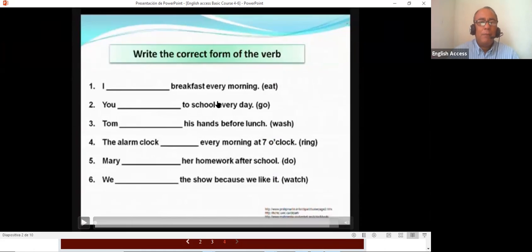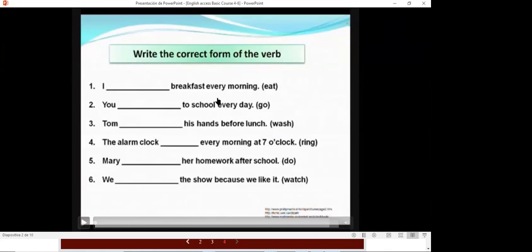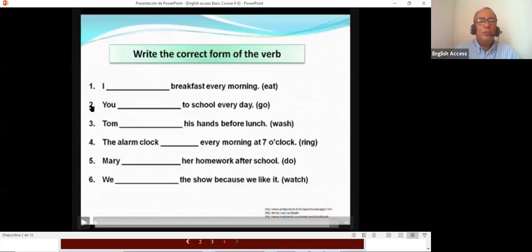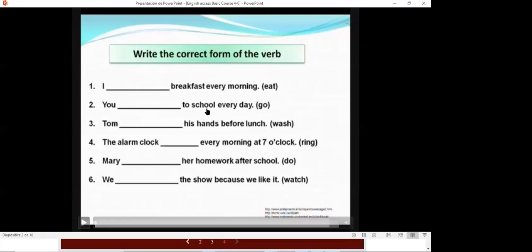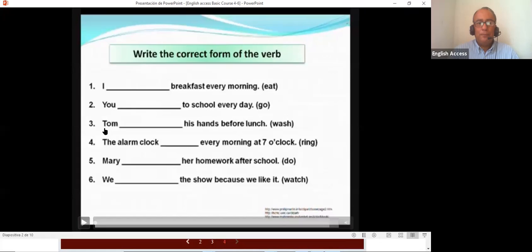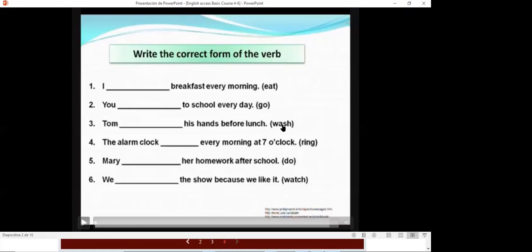Number 1 for Fatima. I breakfast every morning. I do breakfast every morning. No. Eat. I eat breakfast every morning. Very good. Number 2 for Pacheco. You go to school every day. Exactly. Tom washes his hands before lunch. Exactly.